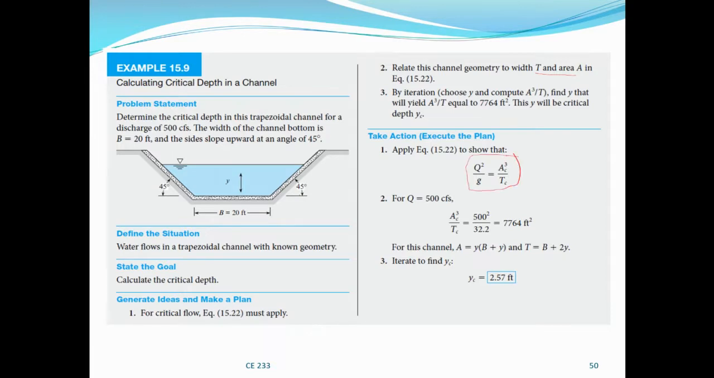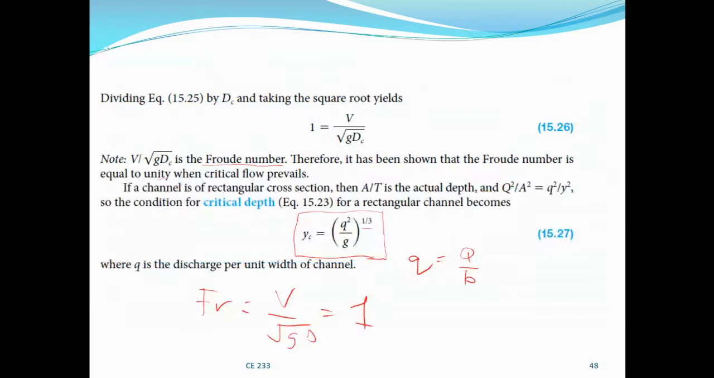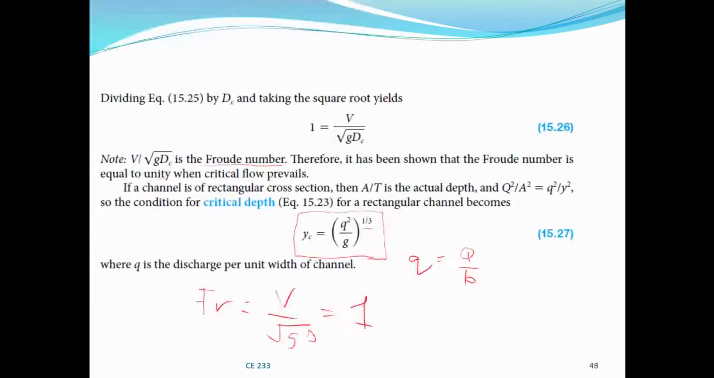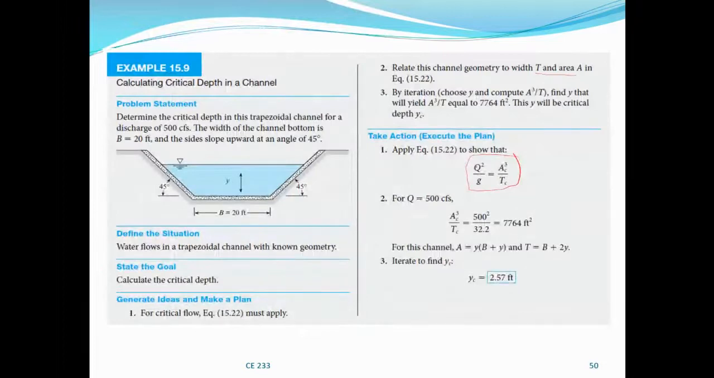We have this formula for the critical flow, which we obtained by differentiating the specific energy equation and equating it to 0. We know the flow rate Q has been provided, g is constant. So when you evaluate this, it is equal to 7764. Now, what is the depth of flow that will give us this? Because this is area, this is top width.